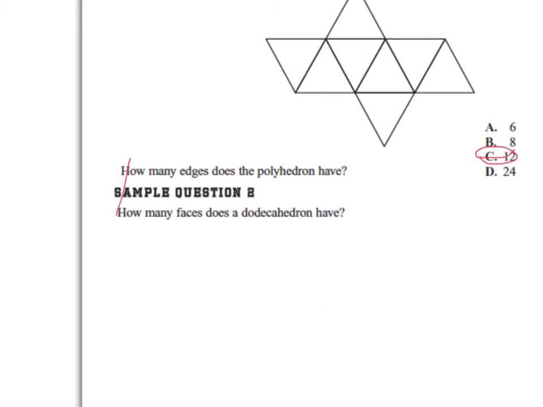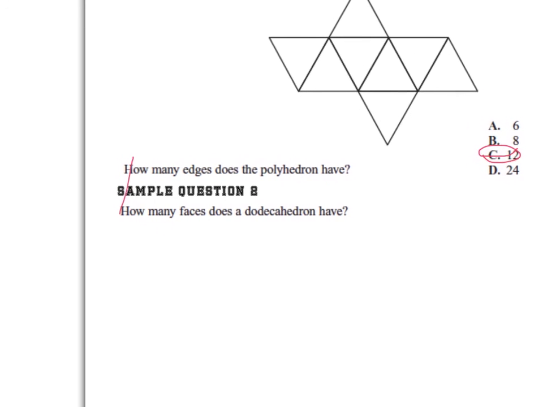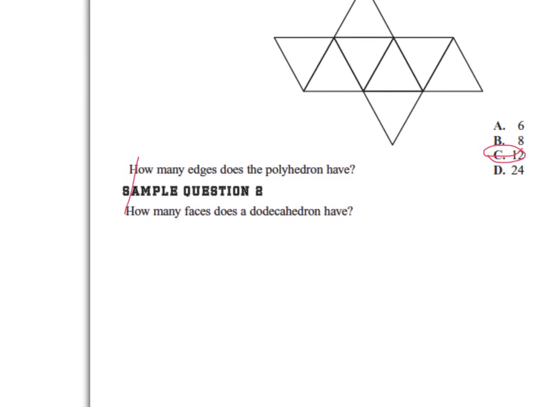Question number 2 is really just a vocabulary question. How many faces does a dodecahedron have? The dodeca means 2 plus 10, so that would be 12.